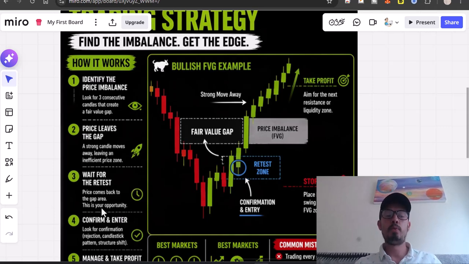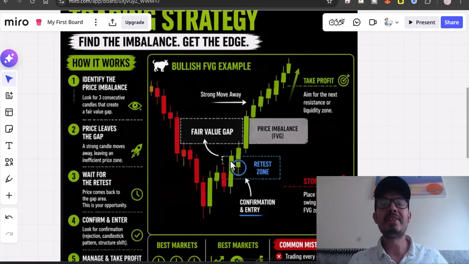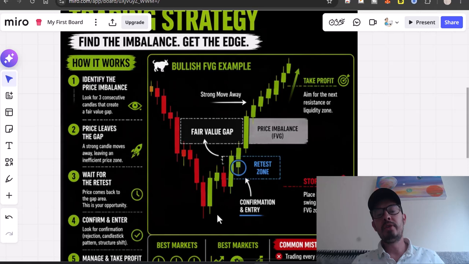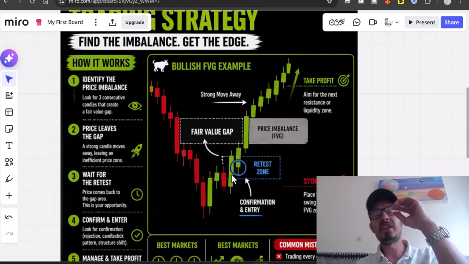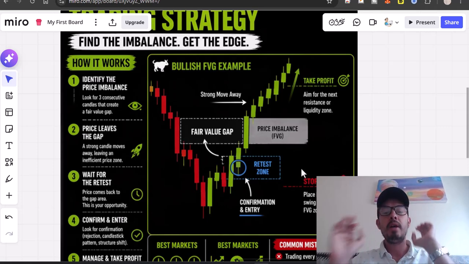So then what happens? Wait for the retest. The price comes back to the gap area. This is your opportunity. So price breaks out on the downside, then goes back in. That's the retest zone. Before going back into the fair value gap, it tests the zone. What does testing the zone mean? It means the price goes and touches this fair value gap again. What you can notice is that price breaks down, comes back up, and then tests this fair value gap zone, like it's touching it, like it wants to move in.